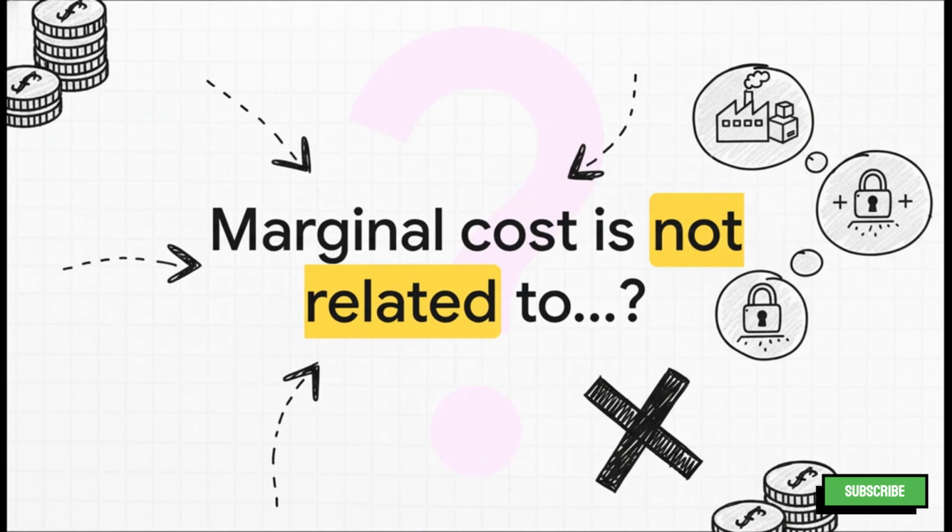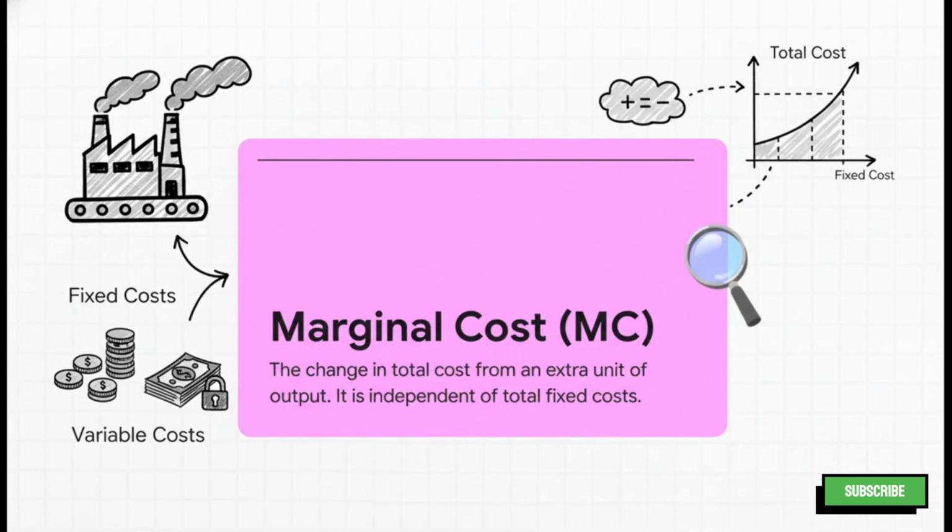Okay, wrapping up this section with one last cost question. Marginal cost is not related to which of these things? Total variable cost, total fixed cost, or total cost? And the answer is total fixed cost. Think about it. Marginal cost is all about the cost of making one more item. Your fixed costs, like your factory's rent, don't change whether you make 1 item or 1,000. They're fixed. So they have absolutely no bearing on the marginal cost. It's all about the change in variable costs.